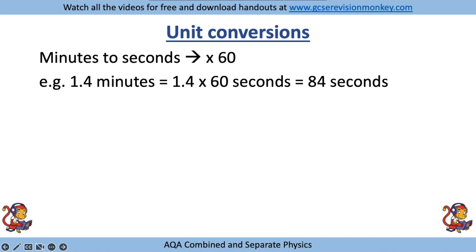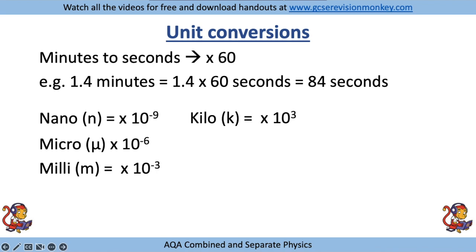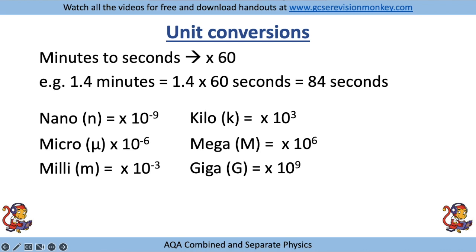Some more difficult ones then are nano. If you see a little n, that means nano, which is times 10 to the minus 9. Micro is times 10 to the minus 6. Milli is times 10 to the minus 3. Kilo is times 10 to the 3. Mega is times 10 to the 6. And giga is times 10 to the 9. So when these are in front of units, you must do a conversion to get that extra mark. If you can't remember these, then you'll only lose 1 mark, so don't worry about it.